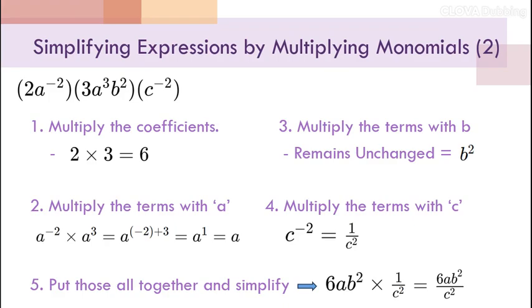First, multiply the coefficients 2 and 3, which is 6. Next, simplify the terms with a by using the product property. Then a^-2 times a^3 will be calculated as a^(-2+3), which is a. The terms with b remain unchanged, b^2. Third, simplify the terms with c. A negative exponent indicates a reciprocal, so c^-2 is equal to 1 over c^2. Lastly, combine everything. The simplified expression becomes 6ab^2 over c^2.